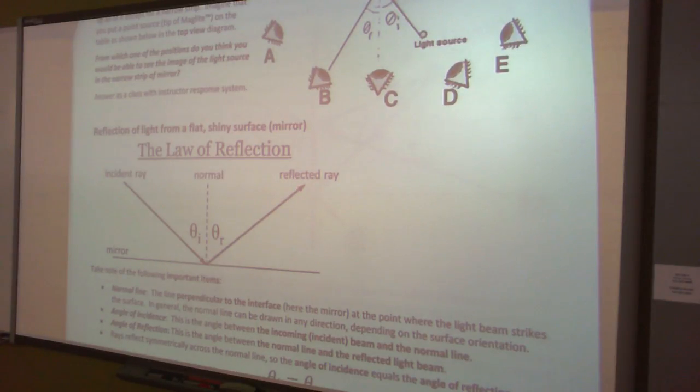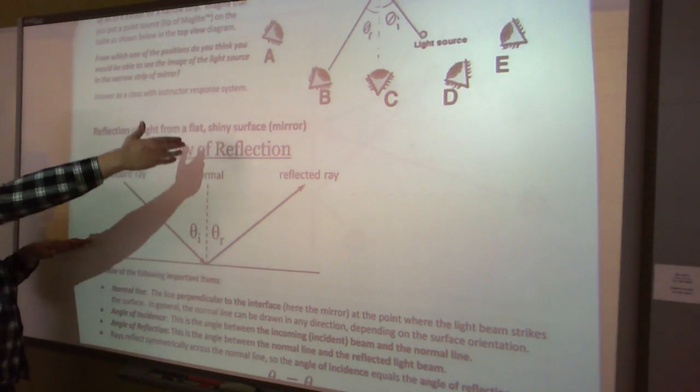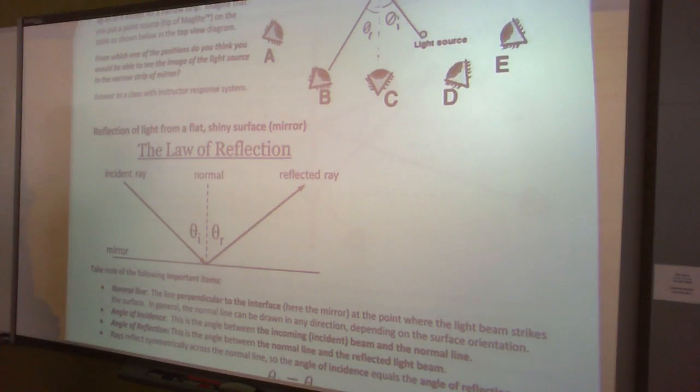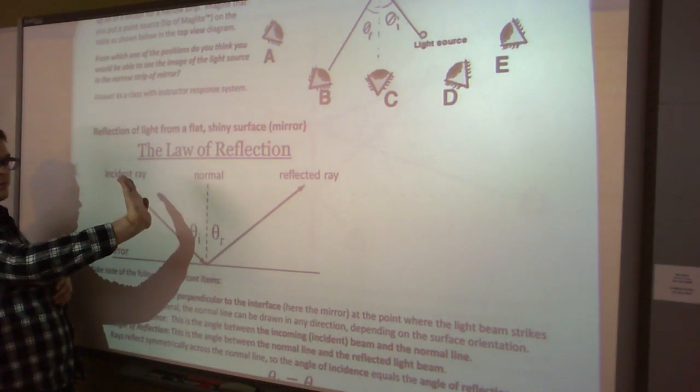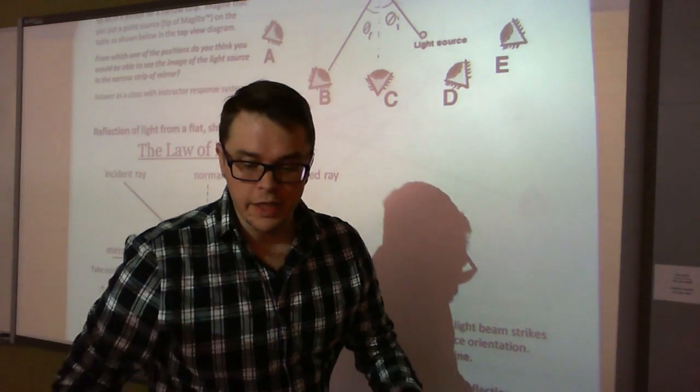You say perpendicular? Yep. So wherever our mirror surface is, here, this horizontal mirror, we have a normal line perpendicular to that. If our mirror was vertical, then our normal line would be horizontal. If our mirror was at an angle like this, our normal would be at this angle. So normal is always perpendicular to the surface. Our angle of incidence is measured from normal, and our reflected ray is measured from normal. And those two are equal.